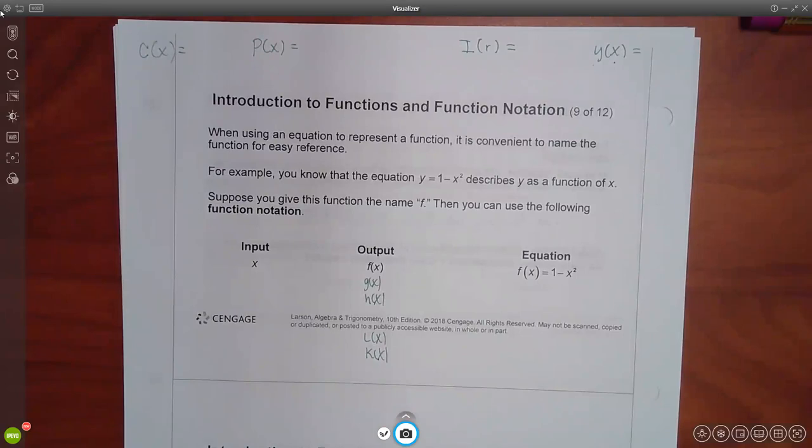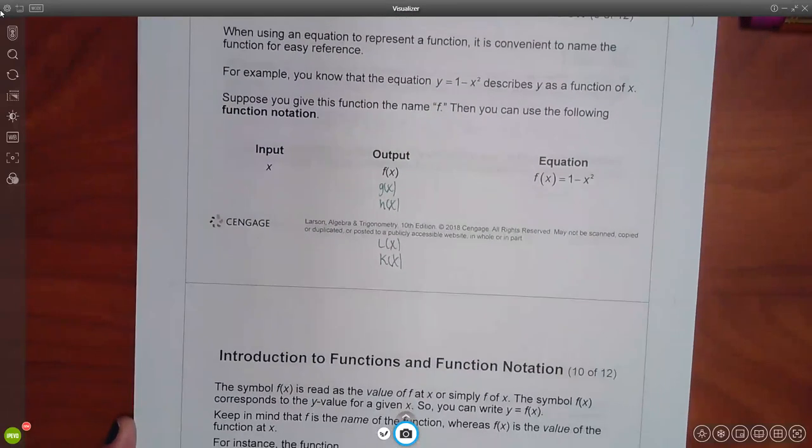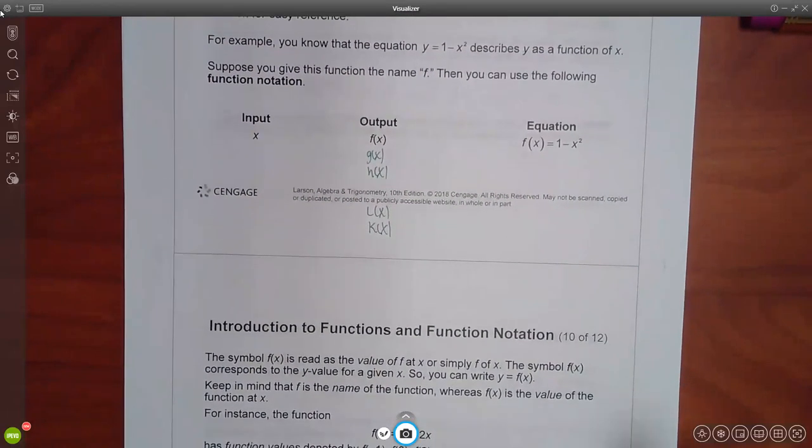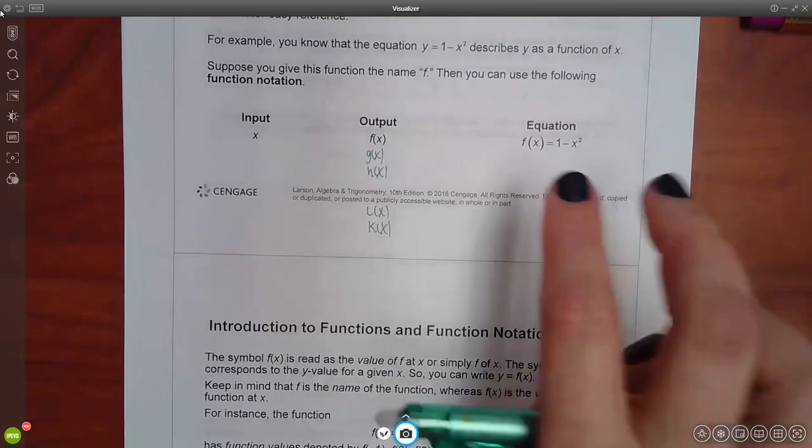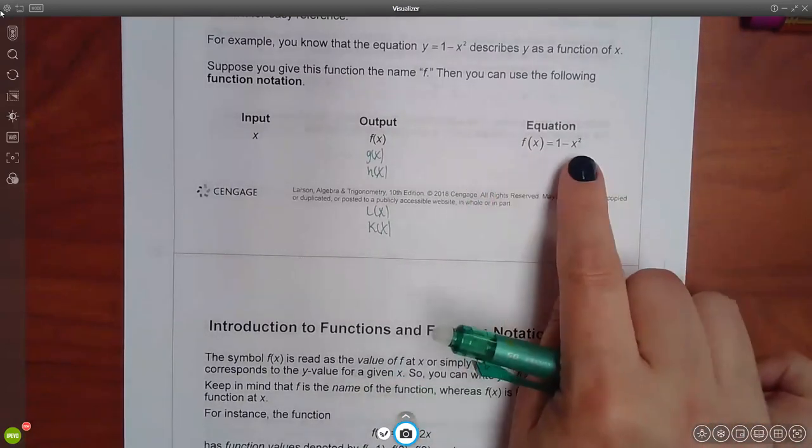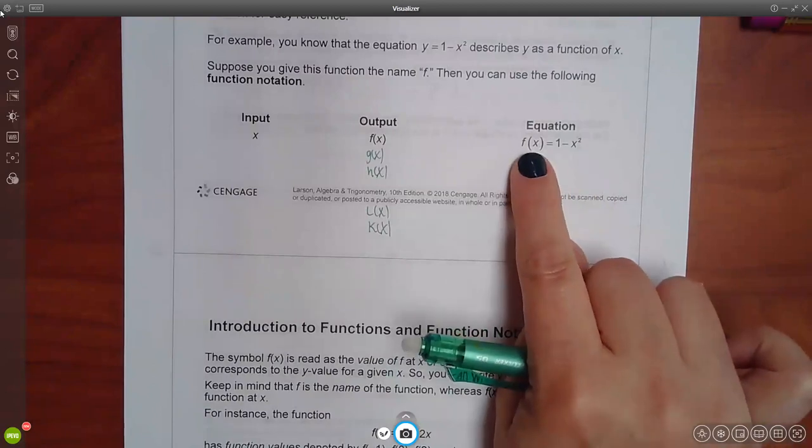The reason why they change the letters around is because if I happen to want to talk about two functions, if I call them both f, how are you going to tell me which one you're talking about, right? So that's why we have different letters, because you can pick whatever you want and I'll know which one you're talking about. If you say f, I know you're talking about that one. If you say g, I know you're talking about the other one, okay? So this is the equation that is used to tell us the relationship between the input and the output, okay?